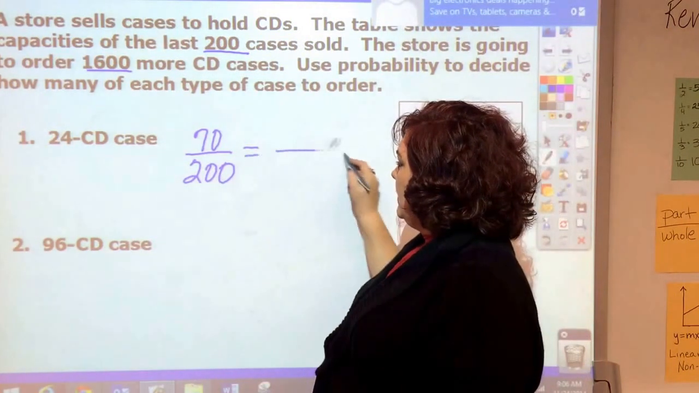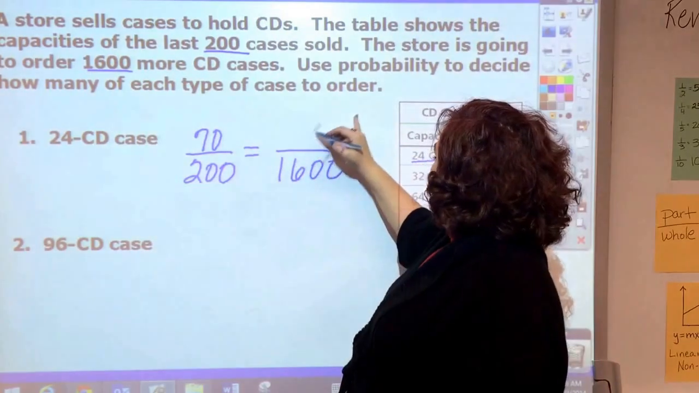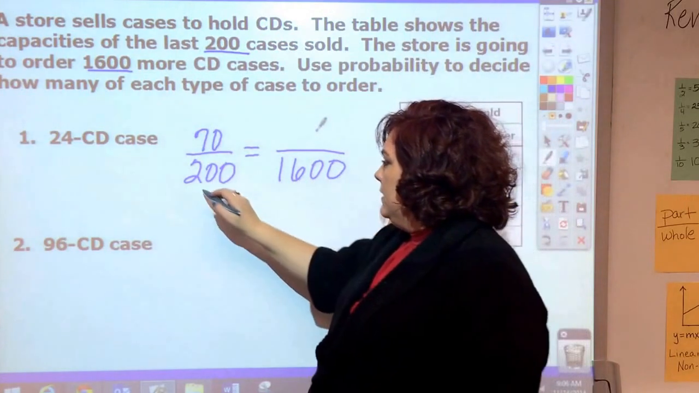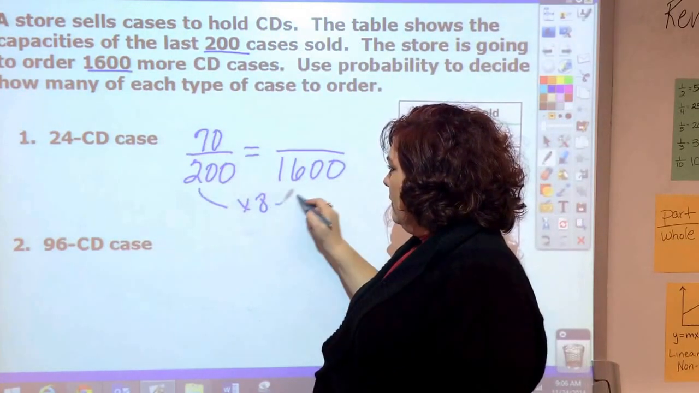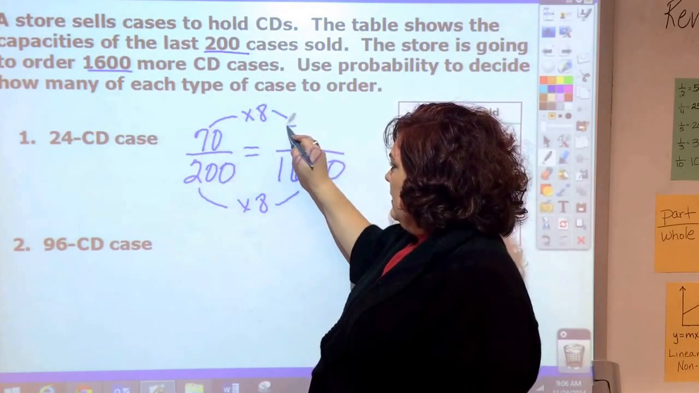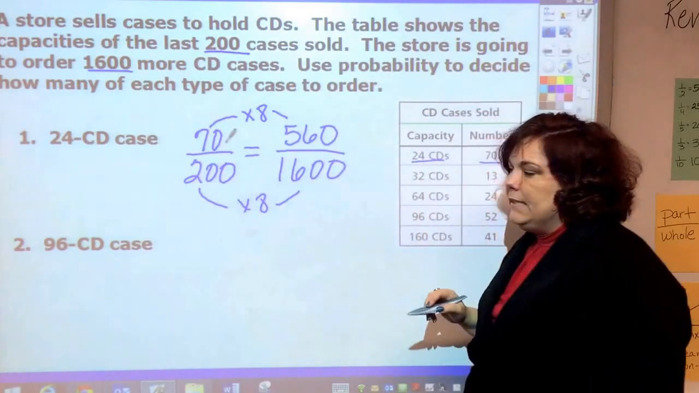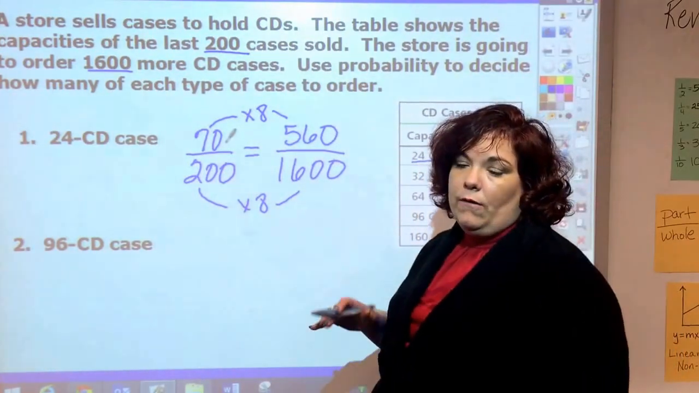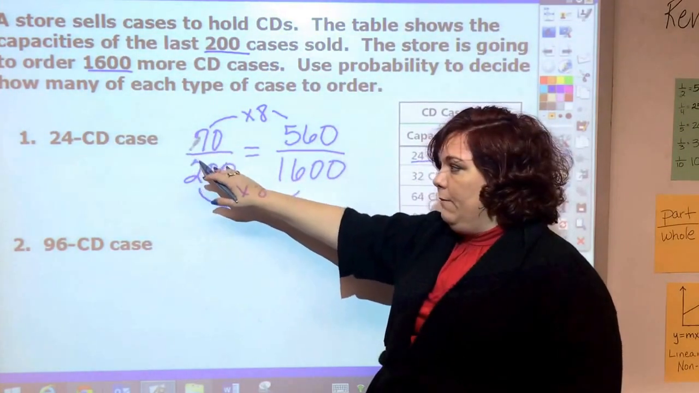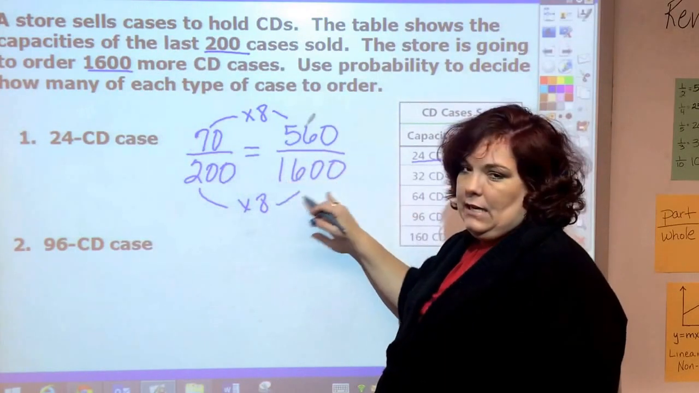Now I'm going to order 1,600 more. So what is the probability to decide how many to order? What is my prediction? Well, this is times 8, and so this is times 8, and 7 times 8 is 56, and then bring over the 0. So 560. What does that say? I need to order 560 of the 24 CD cases, out of the 1,600.